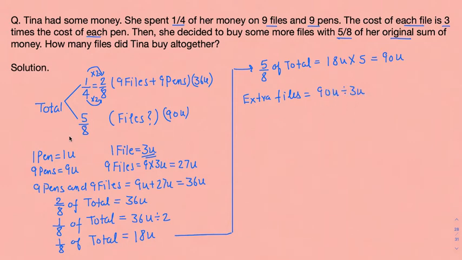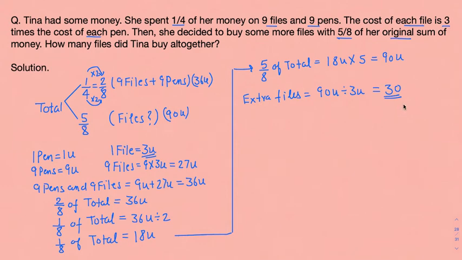Why? Because 5 by 8 of her money is equivalent to 90 units and the cost of one file is 3 units. So if I divide this total amount of money in terms of units by the cost of one file, which is 3 units, we will get the extra files she is going to buy. So it will give us 30. That means with 5 by 8 of her money she bought another 30 files.